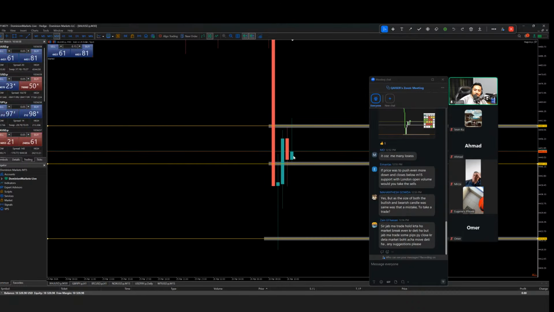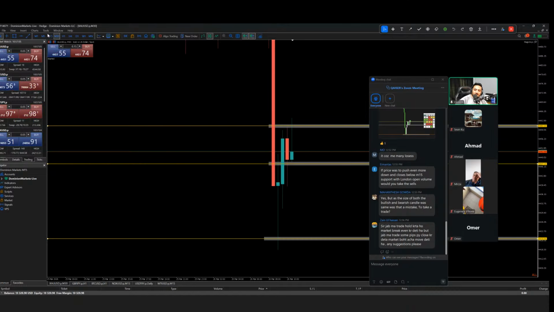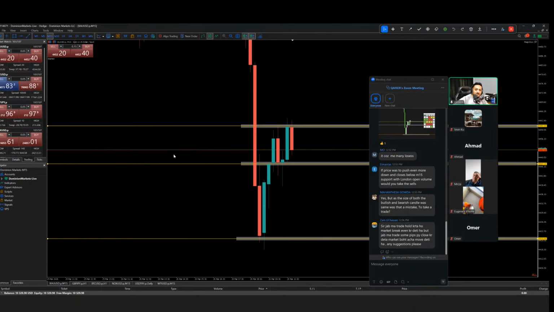Wow, what if this 30 minute candle is going to close with a small body and we can break this low? Could I give my trade a chance? But it depends on the volume of London opening. Well, let's see.